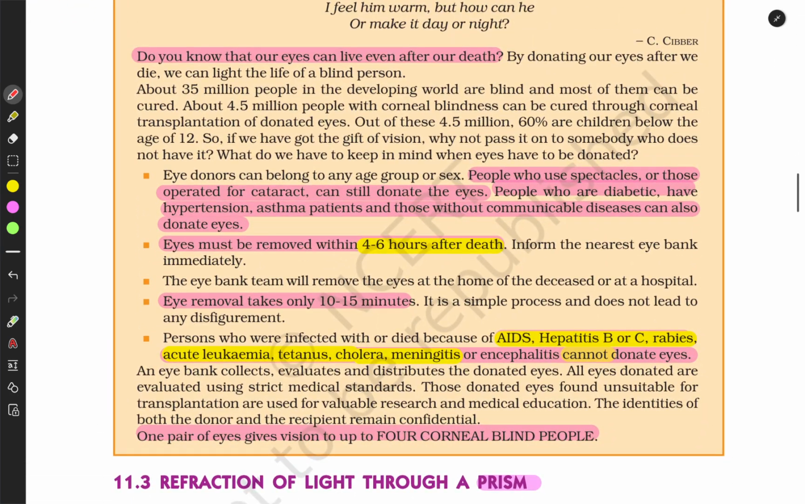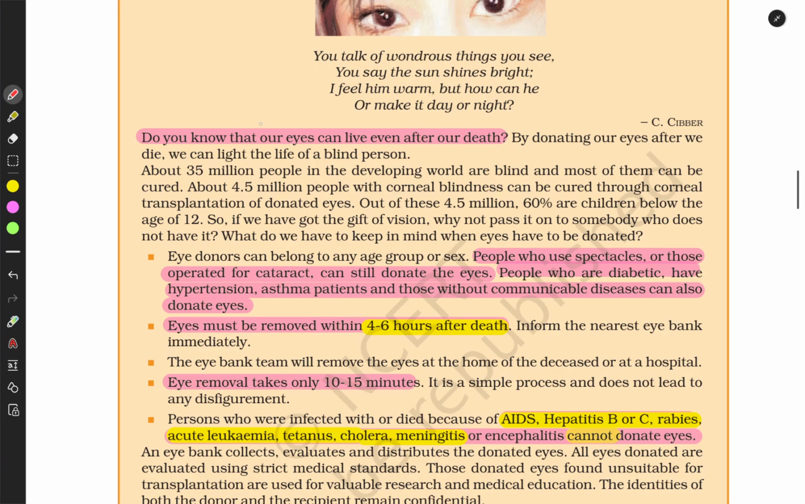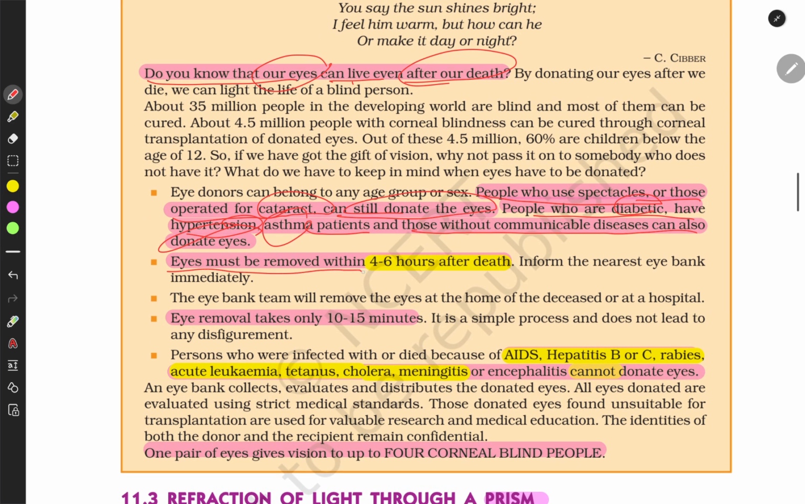So this is about eye donation. Do you know that our eyes can live even after our death? People who use spectacles and those operated on for cataract can still donate their eyes. People who are diabetic or have hypertension, asthma patients, and those without any communicable disease can also donate their eyes. An eye can be removed within 4 to 6 hours after death, and it only takes 10 to 15 minutes for removal.